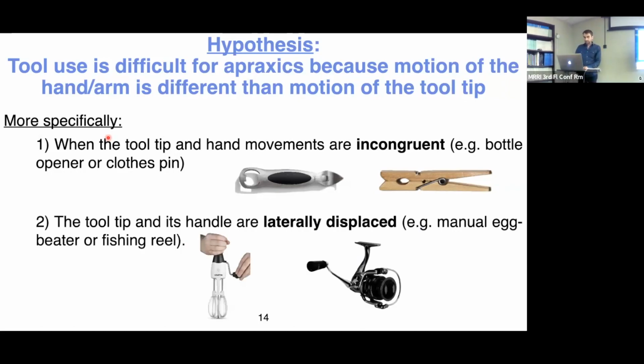The second parameter we were interested in is when the tooltip and its handle are laterally displaced. Two real-life examples to illustrate that: the manual egg beater, where you can see that the handle is not aligned, there is a lateral displacement with respect to the tooltip. And another example to illustrate that is the fishing game.